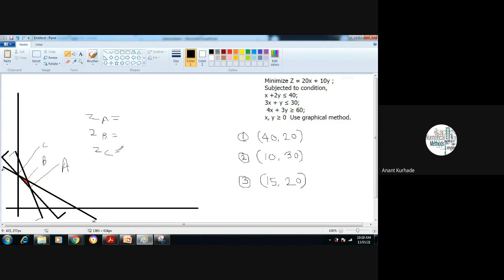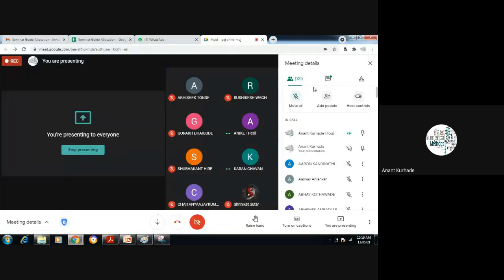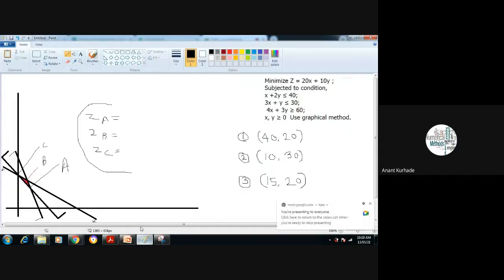From these three values of Z, you have to find which value is the correct answer. Minimum value or maximum value? Tell me. Minimum or maximum value? That would be your answer. Out of these three, tell me fast. Just reply. Minimum. And that should be your final answer.